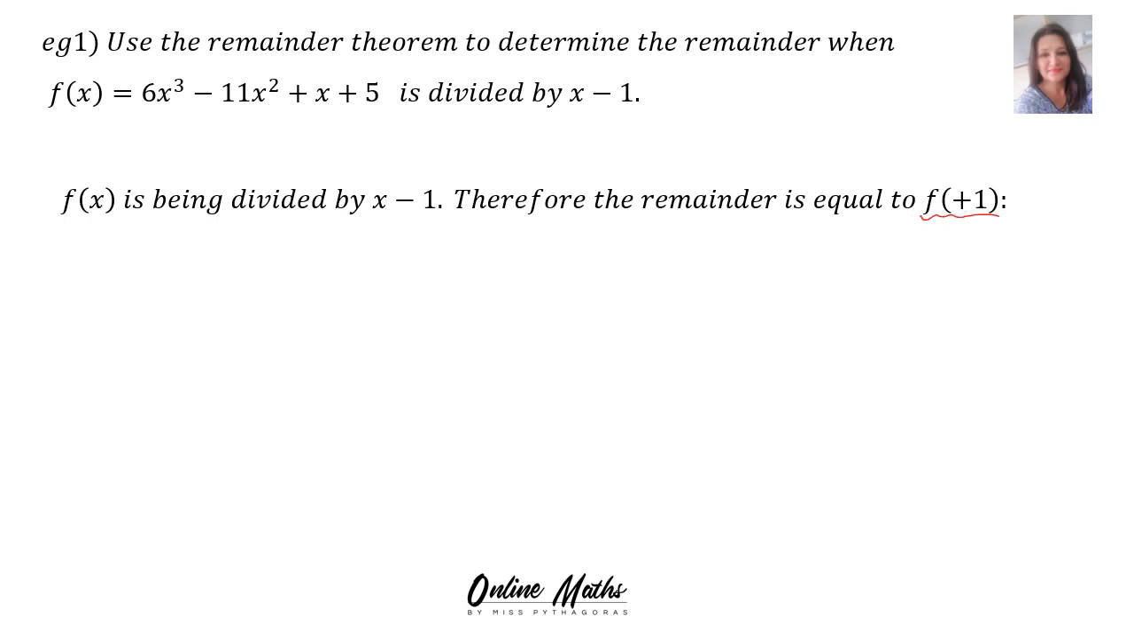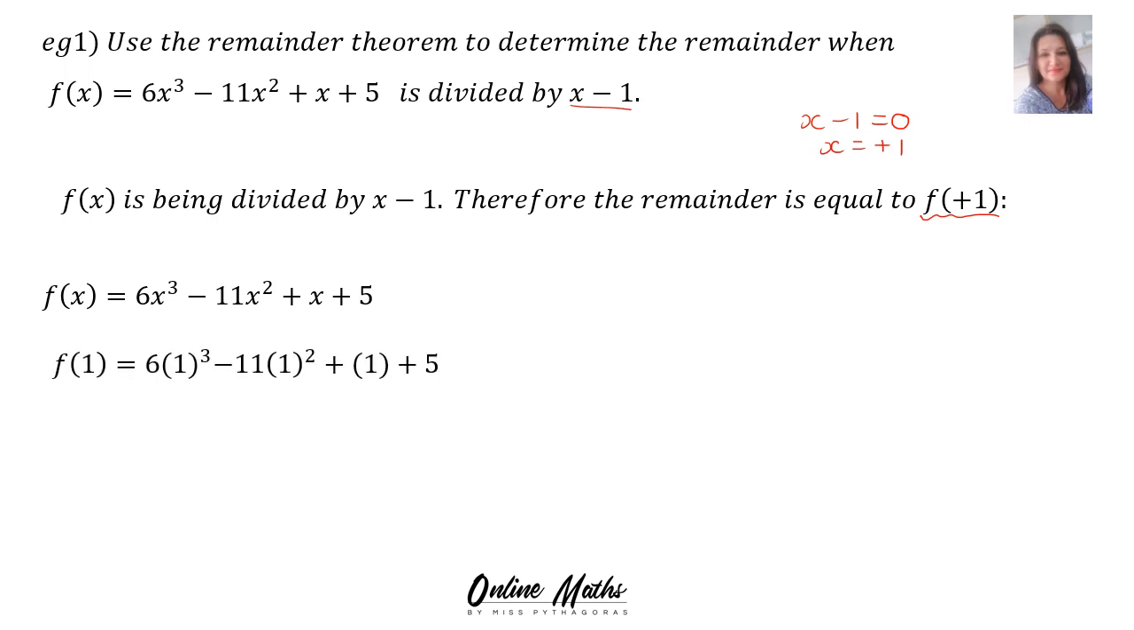So what you do is you go to x minus 1, you equate it to 0 and you see that x is equal to plus 1. So how this works is you write down your polynomial and then in x's place, everywhere where you see an x, you substitute plus 1.